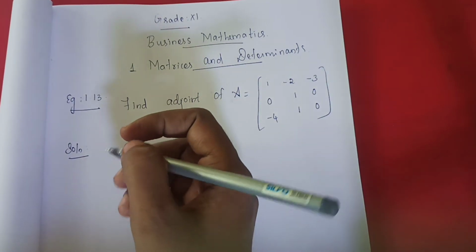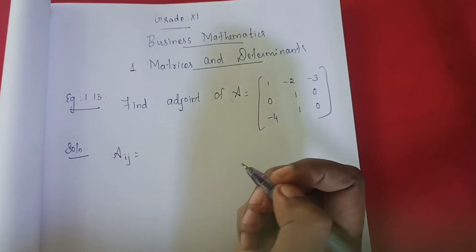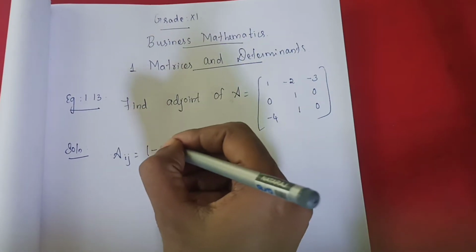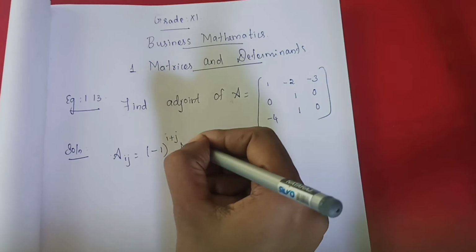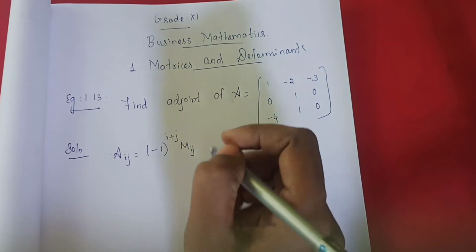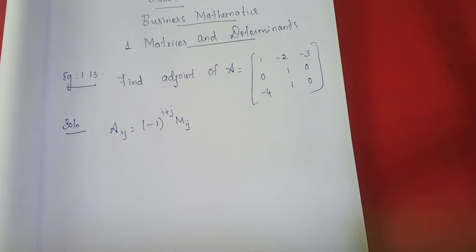Solution. Aij, you know the formula for the cofactor matrix. What's the formula? Minus 1 the whole power i plus j into Mij. Listen here students, the steps are not needed, but if you are very thorough, then you can do it easily by mental calculation. No problem at all.